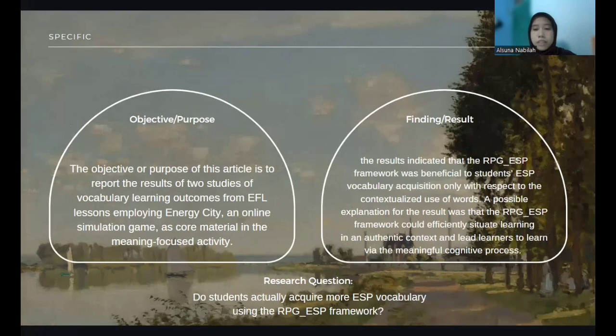The finding or result from this article is that the RPG ESP framework was beneficial to student ESP vocabulary acquisition only with respect to the contextualized use of words. The possible explanation for the result was that the RPG ESP framework could efficiently situate learning in an authentic context and let learners learn via a meaningful cognitive process. So that's about the fourth article.